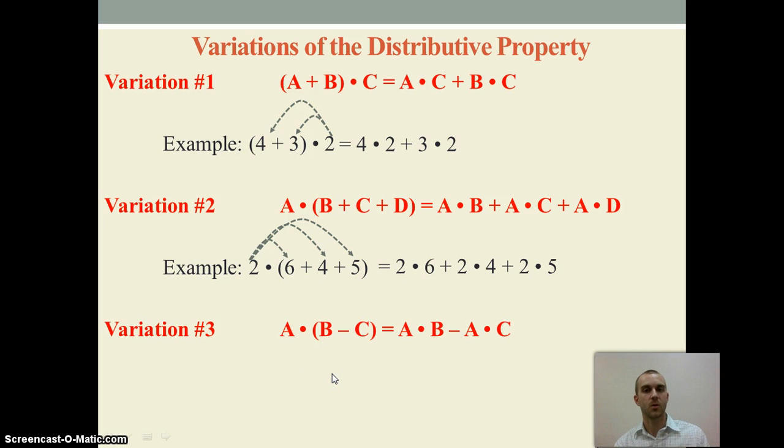I just have to remember that when I get down to my final step, I have to subtract left to right. So if I have 5 times the quantity 6 minus 2, I can distribute the 5 to each term, multiply, and then subtract.